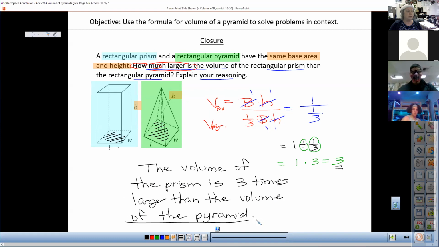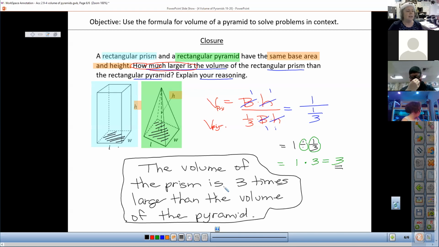Understanding and practicing with problems like this helps us develop our reasoning, our mathematical reasoning skills, and just reasoning skills in general. All right, so that does finish up this lesson for us today.